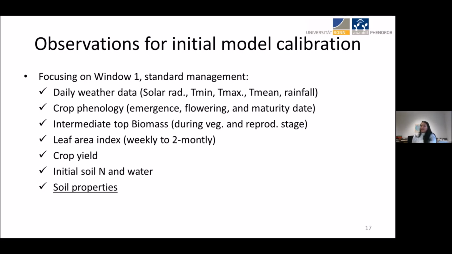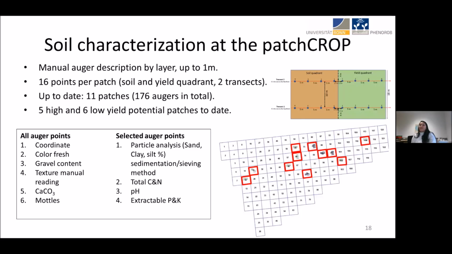Then we also use the crop final yield, and the initial soil nitrogen and water condition, and the soil properties, which, as I mentioned before, as well as all of the previously mentioned data, are also very important in our model simulations. And for this part of the soil properties, we have been conducting an extensive soil sampling campaign at the patchCROP experiment.